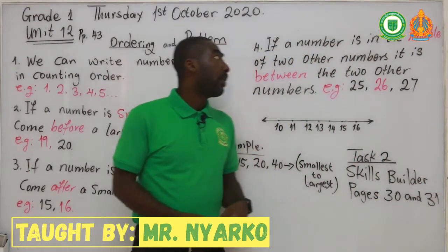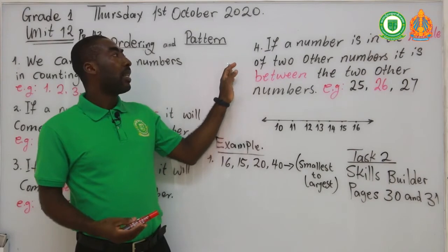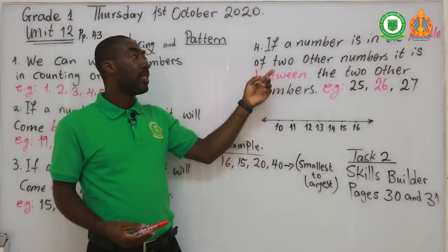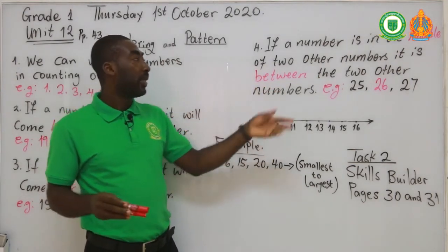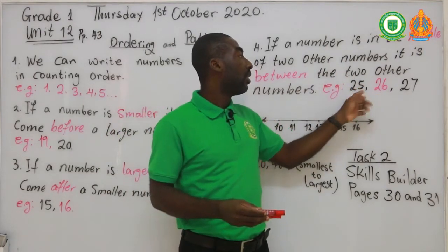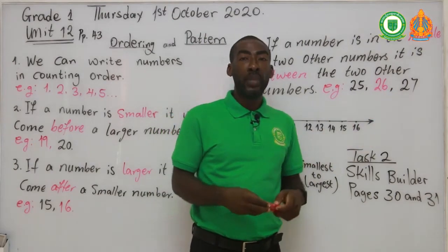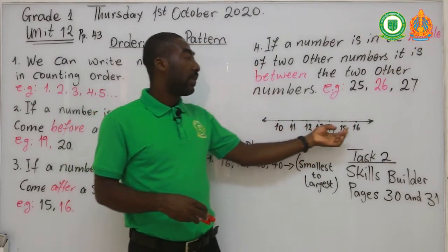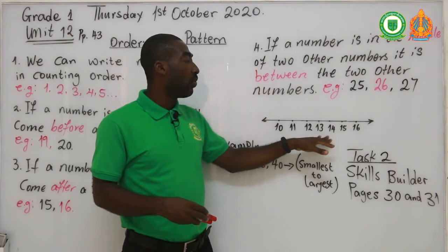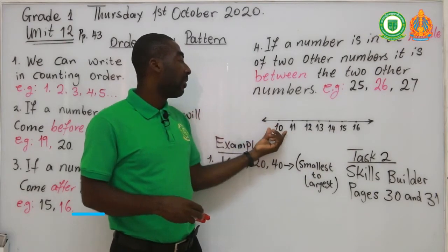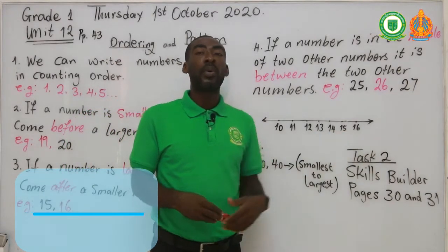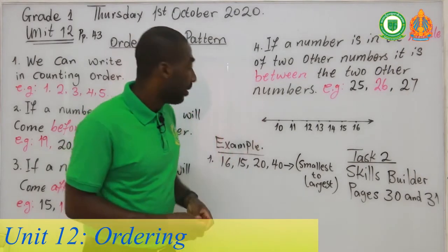When we also say a number is in the middle, it means that it is in the middle of two other numbers. It means it's in between, it is between the two other numbers. Okay, so if we say 26 is in the middle, it means 26 is in the middle of 25 and 27. So when you look at your number line, some numbers are in between. So in between means they are in the middle, and we have the smallest one starting from the left hand side, and then it continues up to the larger ones at the right hand side.